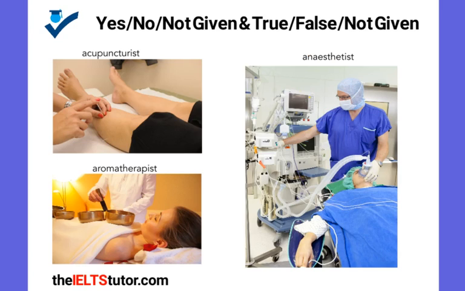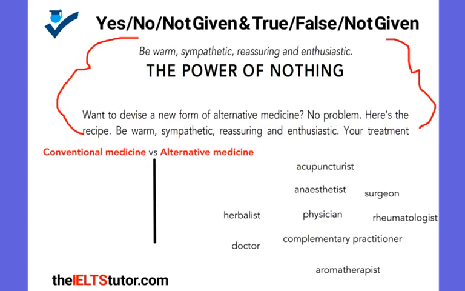Beginning with an acupuncturist, as you can see from the first picture, this person treats physical and emotional illnesses by applying needles to specific points in the body. So, would that be a conventional type of medicine or an alternative type of medicine? If you have put it down as an alternative type of medicine, I think that you have got this absolutely correct.